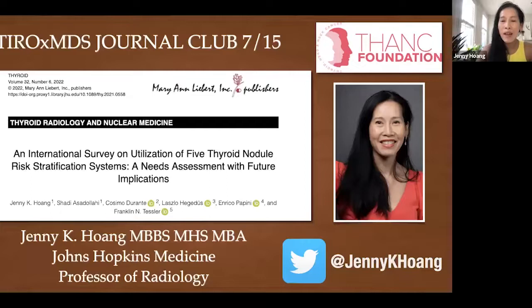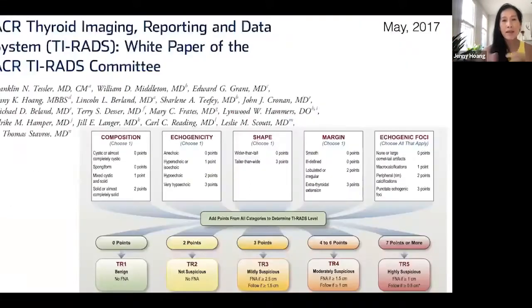And before I even tell you about the aims and methods of this paper, I'm personally always interested in why researchers write the papers they do and spend hours and hours collecting the data and working with all the collaborators. So let me tell you first a story of why, and the why is on 3 levels. The first level of why is I was on the committee that developed ACR TI-RADS, which is a risk stratification system, abbreviated as RSS.